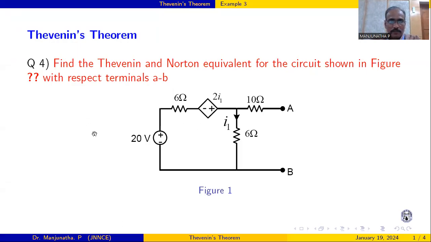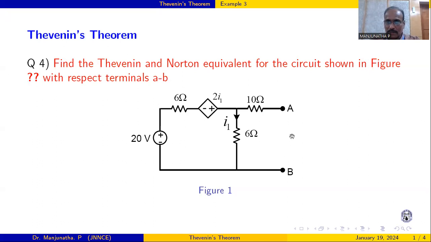Continuing earlier some examples on Thevenin's theorem. Now we can take one more example with respect to the dependent voltage source. So consider this circuit. It has one independent source and one dependent voltage source. This circuit we have to replace with the Thevenin's equivalent.